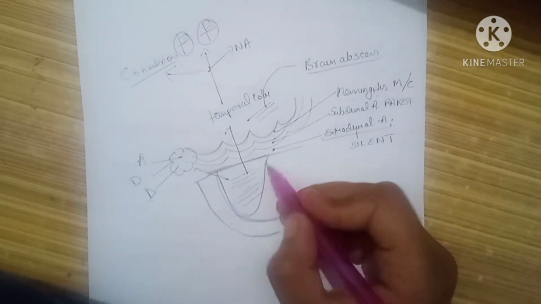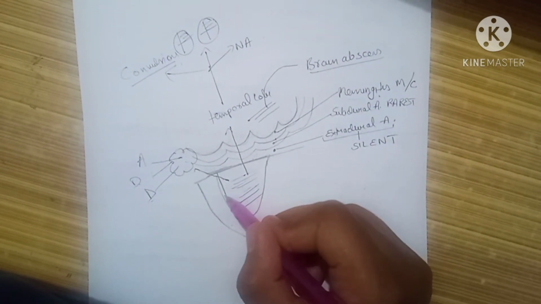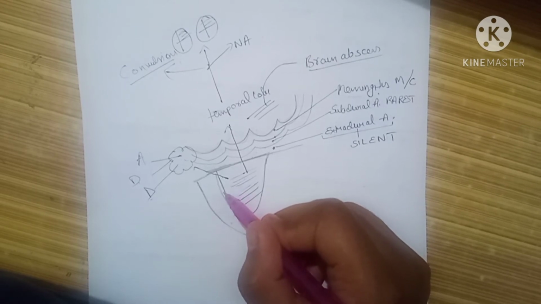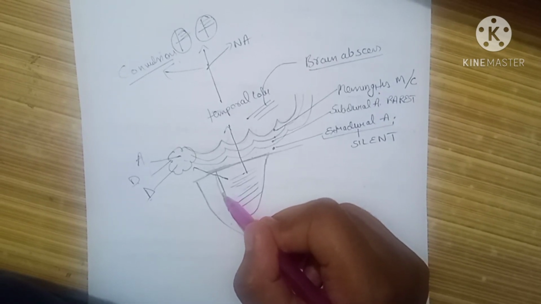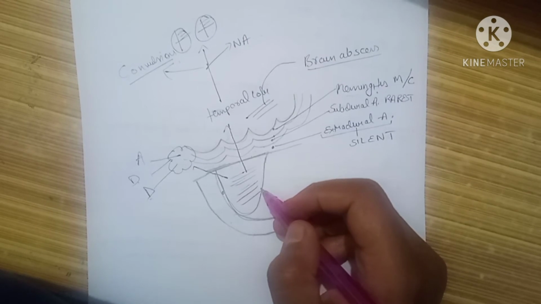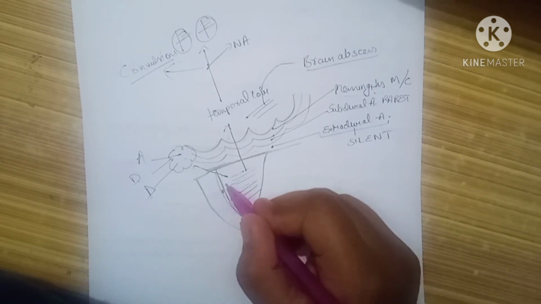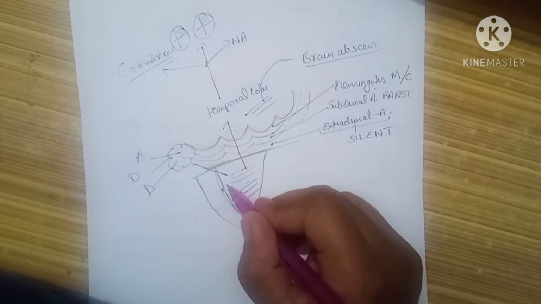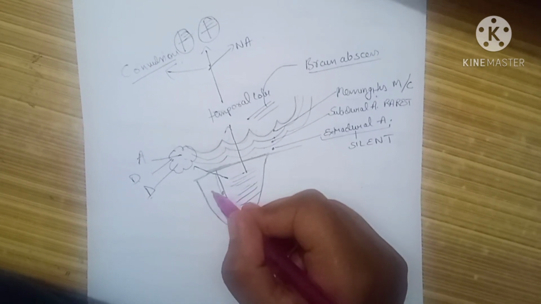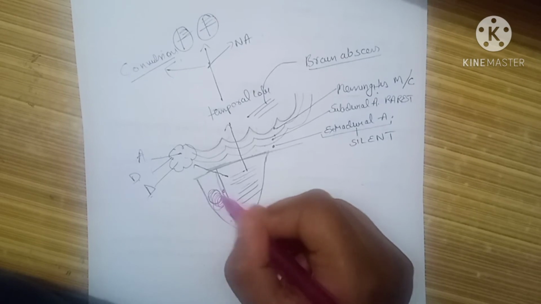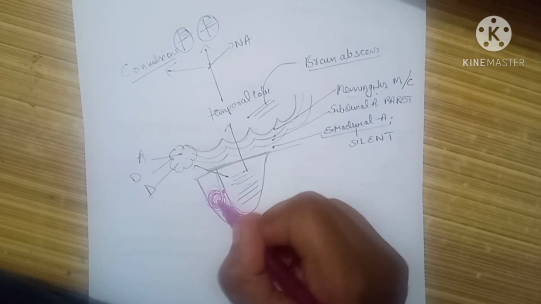So here we have drawn the sigmoid sinus. If erosion from the infection results in infection going into the perisinus space posteriorly, it will cause damage to the intima of the sigmoid sinus, and this will activate a coagulation cascade, leading to a thrombus formation within our sigmoid sinus.